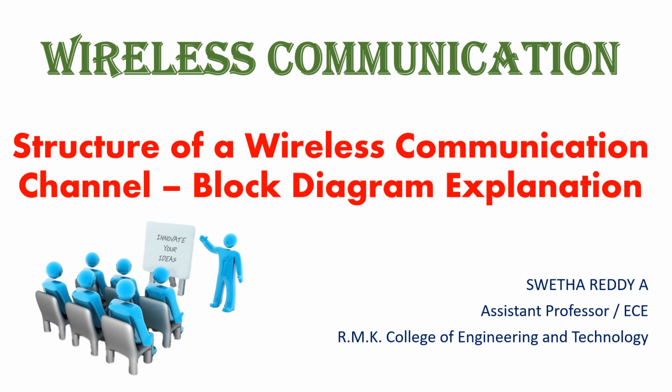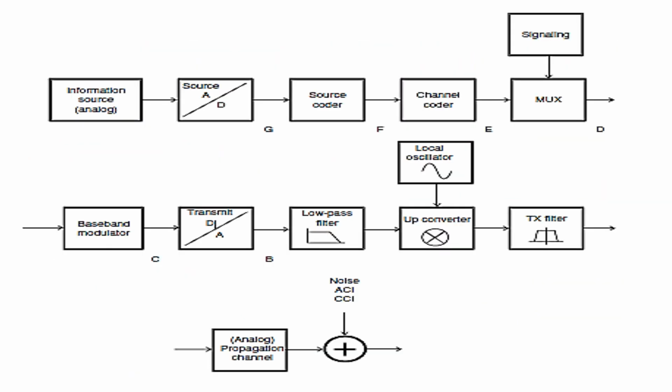So today in this video of wireless communication, we are going to see the structure of a wireless communication channel. In the previous video, we have seen the block diagram. So in this video, we are going to explain the blocks which are used in this channel. This is the block diagram of a radio link with digital transmitter and receiver for an analog propagation channel. This we have explained in the previous video. In this video, we are going to see each and every block in detail. So we will move on to the next slide.